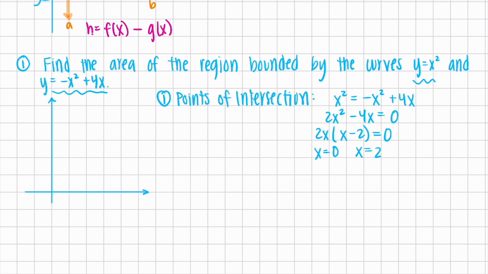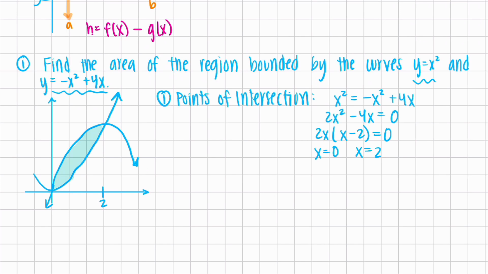Now y equals x squared, I know is this basic parabola, could have drawn that better. And y equals negative x squared plus 4x ends up looking, let's put my 2 right here, like this. So the region that I want to find the area of, I want to find the area between the curves. So that's going to be this area.